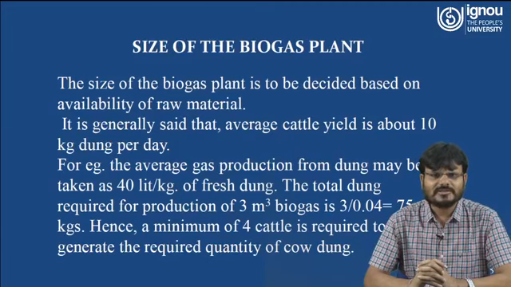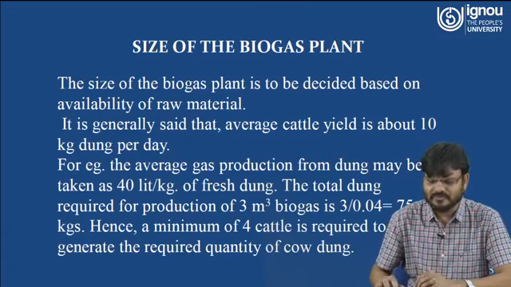The total dung required for production of 3 cubic meters of biogas is 3 divided by 0.04, which is 75 kilograms. Hence, a minimum of 4 cattle is required to generate the required quantity of cow dung.